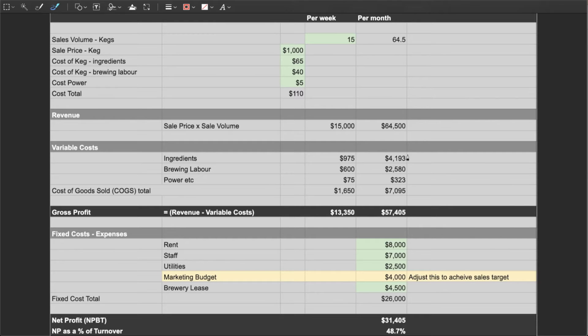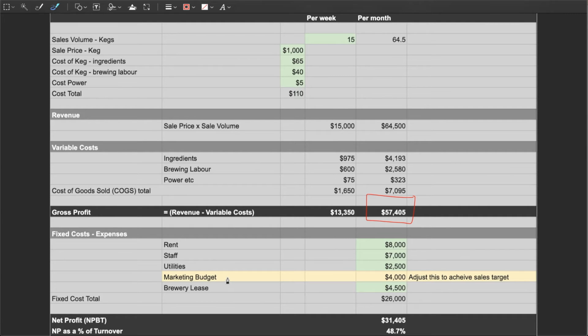We have variable costs that are proportional to the level of beer sales. It's important to understand with a profit and loss statement or this budgeting tool that there are above the line costs and below the line costs. Above the line cost are these cost of goods sold, the variable costs that are proportional to the level of sales. When your revenue goes up, these variable costs go up as well. So the revenue minus the variable costs gives you your gross profit, shown here.